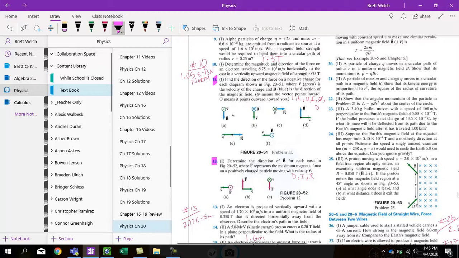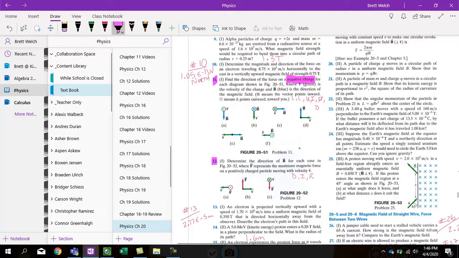Unfortunately, that's wrong. The reason it's wrong is because of one little thing right here. Negative charge. Being a negative charge means that it is the opposite. So once you do your right hand rule, you're going to flip the direction, exactly opposite, and that's your answer.